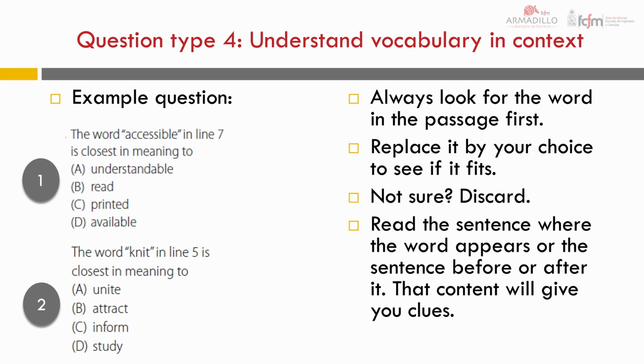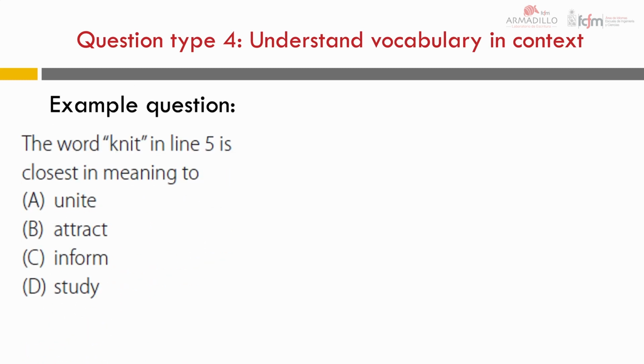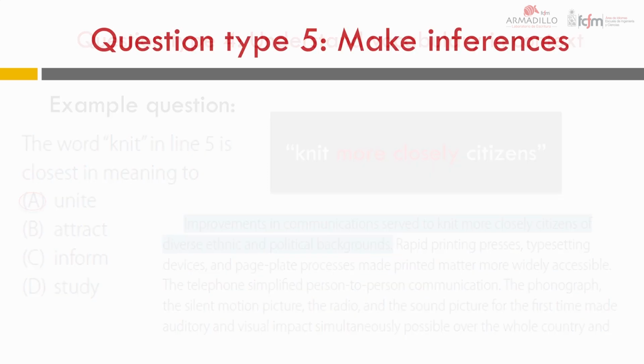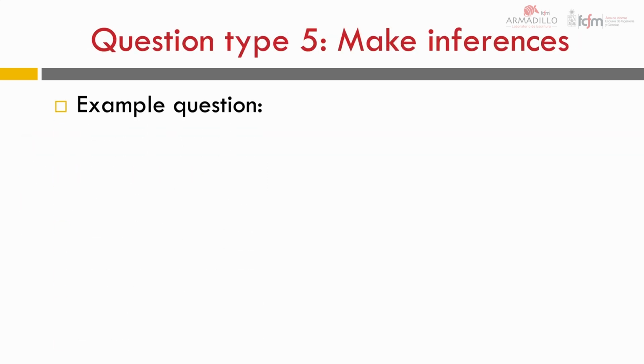So here's an example. Once again, the word "need" and the meaning. We have unite, attract, inform, and study. So you go back to the text where the word appears, and you see that it says "to knit more closely citizens." The words in red, "more closely," are clues to tell you that the correct meaning is unite and not attract, for example. Question type 5 is to make inferences.